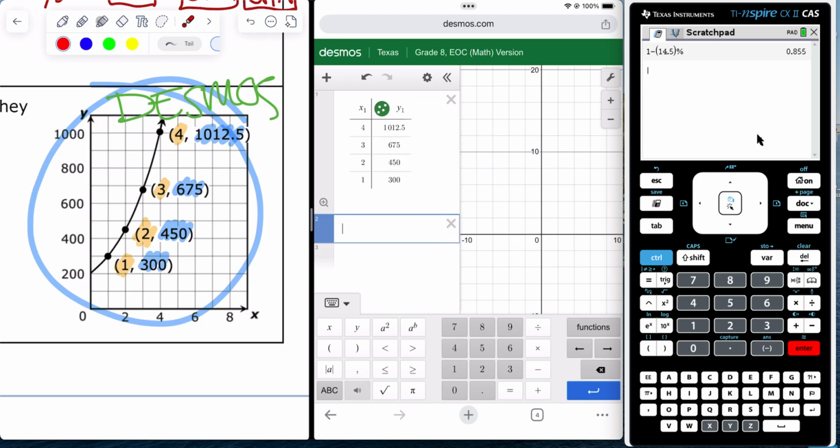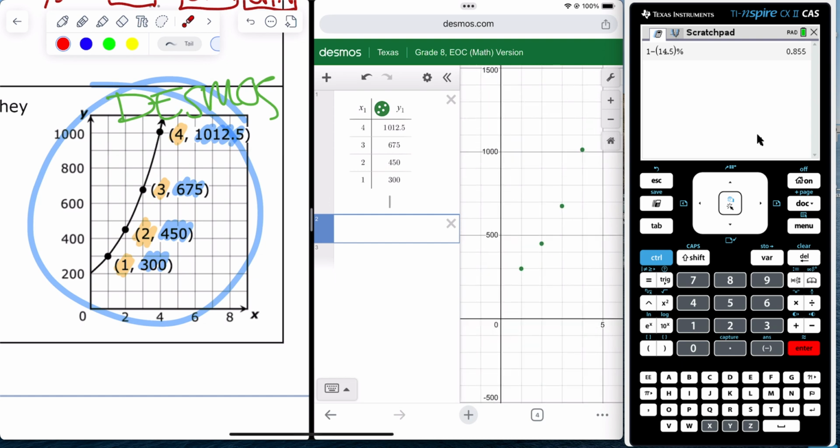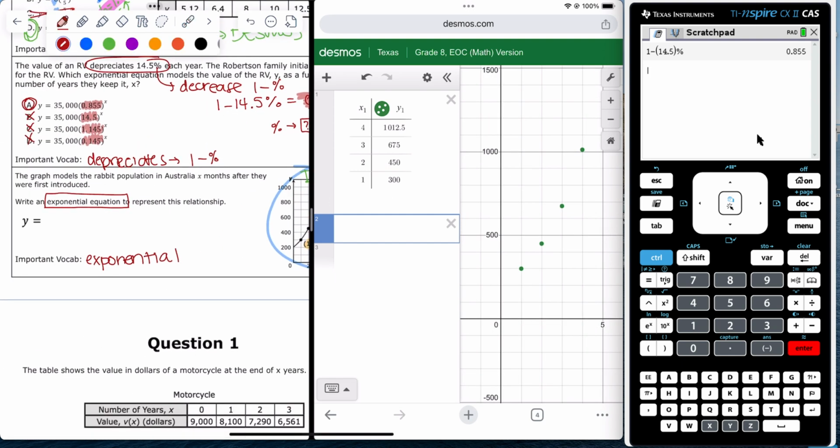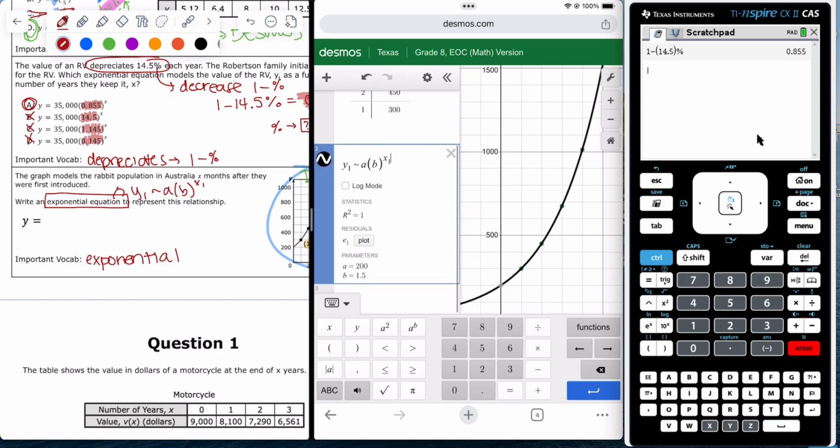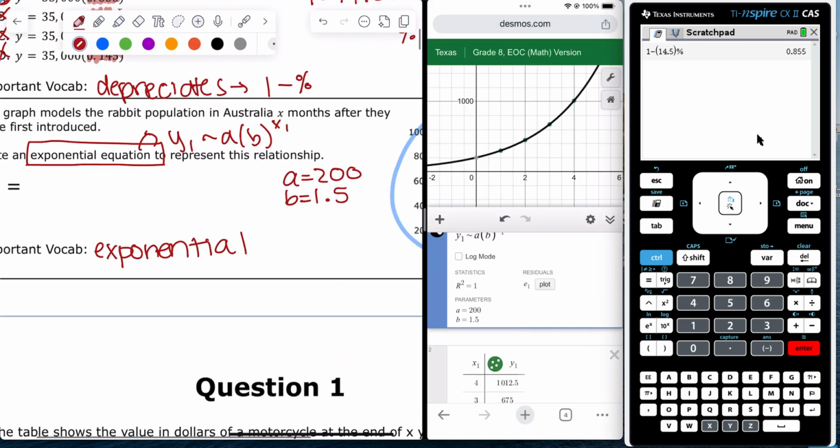And then I'm going to always press this magnifying glass right here. And since I know it says exponential, I know I'm using y1 squiggly line a, b, x, 1. So I have y1 squiggly line, a parentheses b, little x, 1. And that gives me a is 200 and b is 1.5. A is 200 and b is 1.5, yeah.